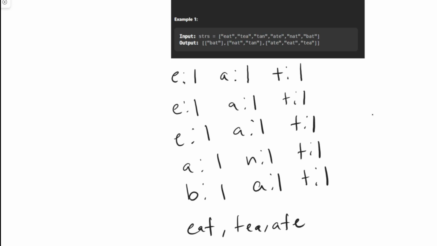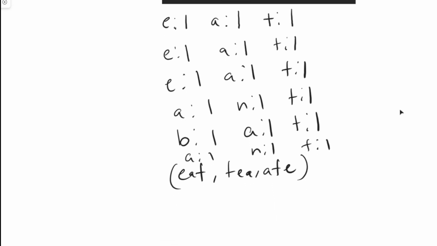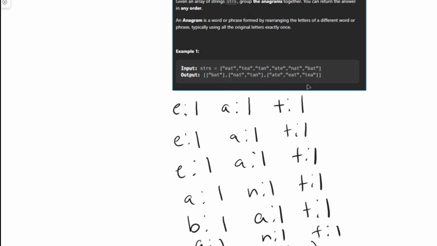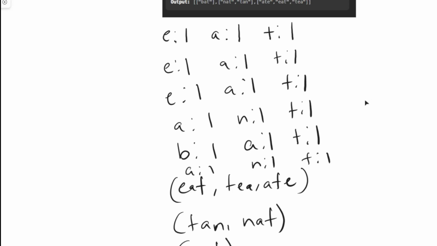I've actually forgotten one word as well. Tan, which is just A1, N1, and T again, 1. So that's one grouping. Another grouping is tan and nat. And lastly, the last grouping we have is bat. And now if we go back to our output, we see that that is exactly what we get.